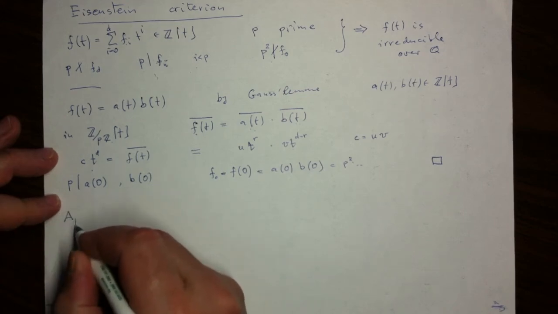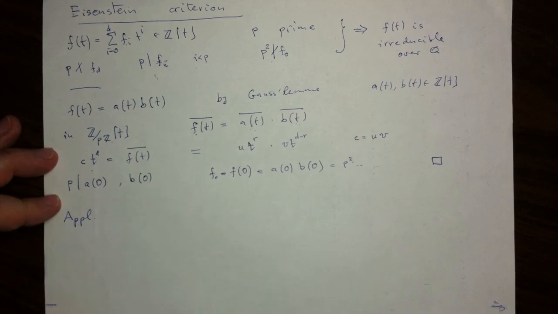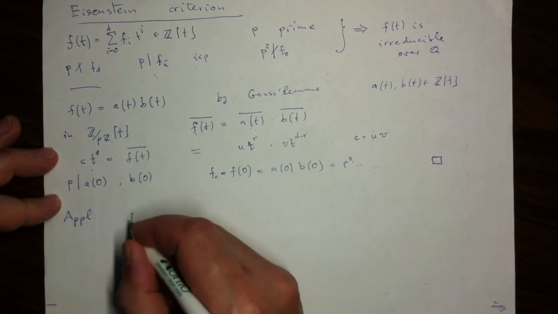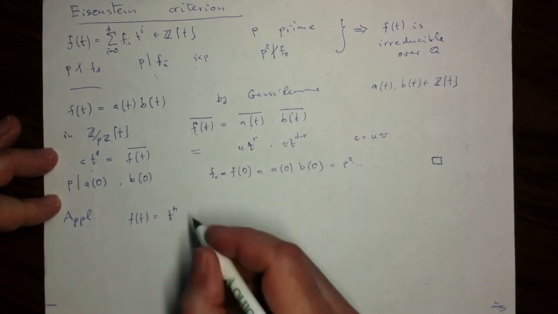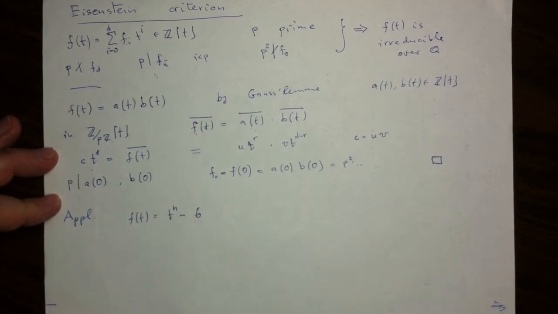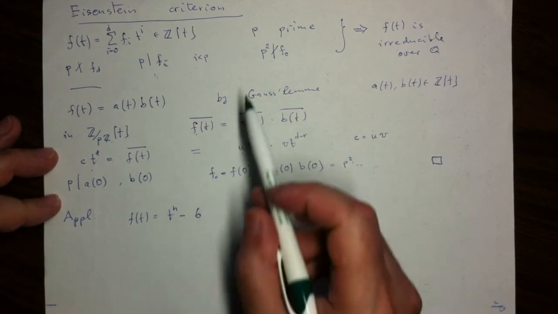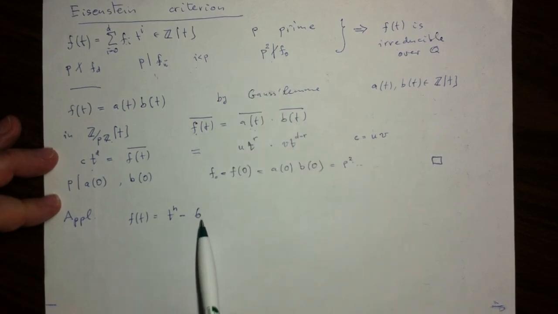Let's look at applications of this result. I'll just have one simple application. Let's assume that my polynomial is t to the n, n arbitrary, minus, say, 6. Then I can choose my prime to be either 2 or 3. In any of those choices, I have the conditions of the Eisenstein criterion.